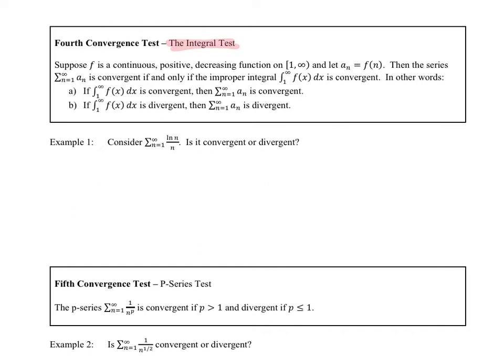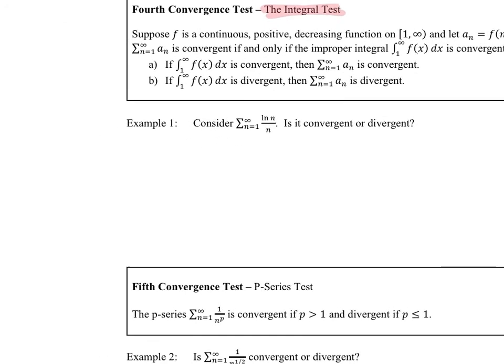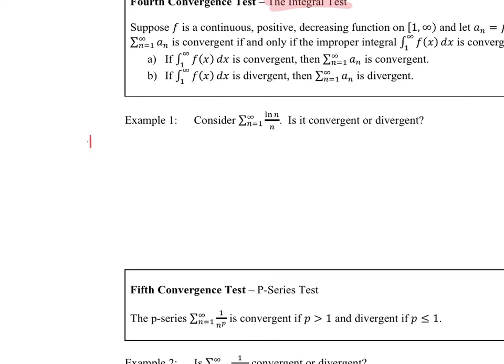So for example, we have the series, the natural log of n over n, and we're going to use the integral test to determine whether or not the particular series is convergent or divergent. One of the things I want to do quickly though is show you how to walk through the tests that we've done so far.